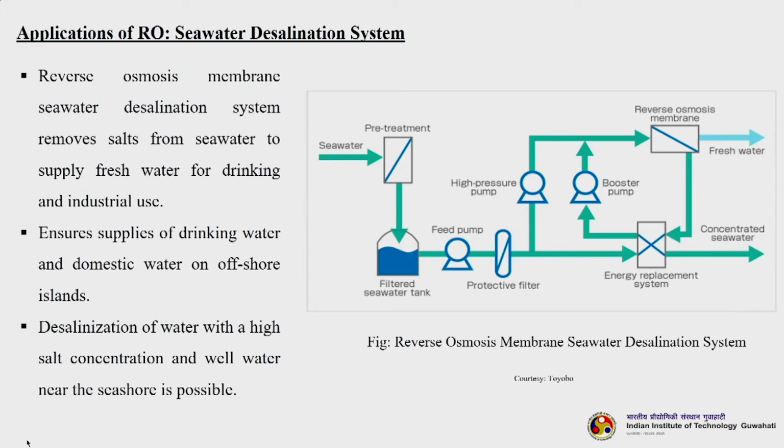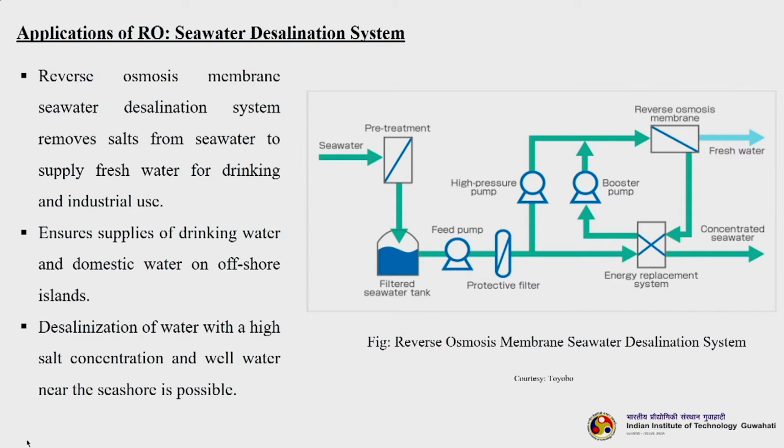This is seawater desalination, which is one of the most important and widely adopted RO applications. An RO membrane seawater desalination system removes salts from seawater to supply fresh water for drinking and industrial uses. It ensures supplies of drinking water and domestic water on offshore islands. Desalination of water with a high salt concentration, and well water near the seashore, is also possible. This is a classic example of a reverse osmosis desalination system, proposed by a company called Toyobo, which is a leading manufacturer of RO systems.